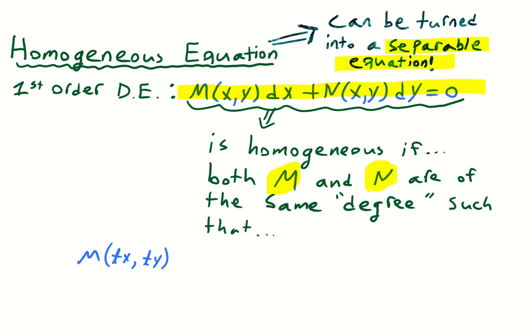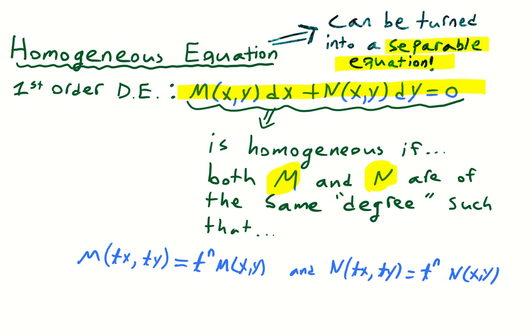That is, we substitute tx, so to speak, for the x, and ty, so to speak, for the y, and then we end up in a situation where we can factor out the t to some n power, and that's multiplied by our original function, namely M(x,y). And likewise, for N(tx, ty), we're able to factor out the t to the n power, and that's multiplied by our original function, N(x,y). So here we have degree n.